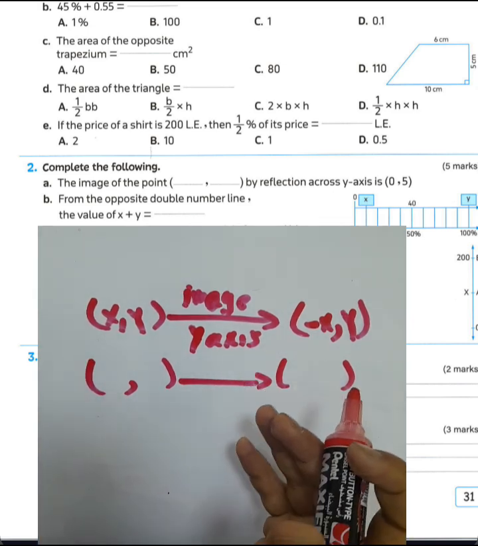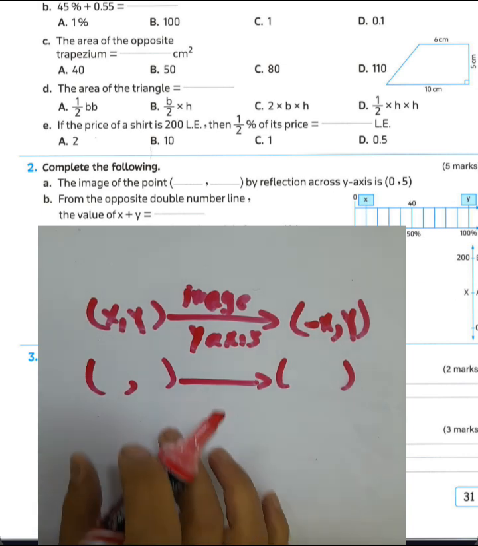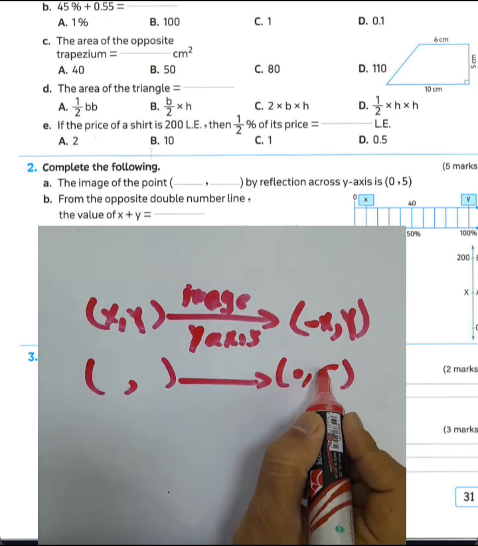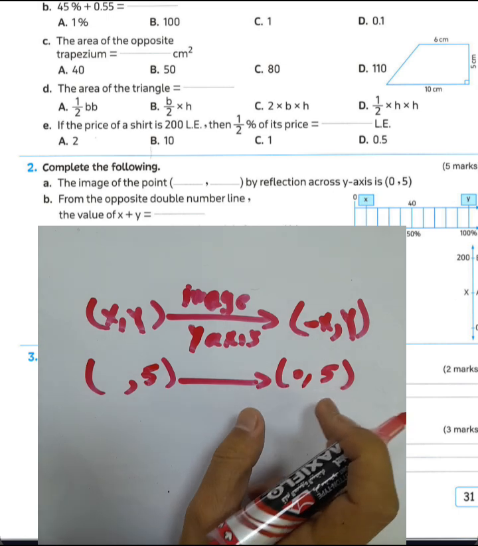He gives us, in the example, the image of the point what? By reflection in the y-axis, it is 0 and 5. We want to find this point. Then the image will be 0 and 5. We must write y here, write 5. Don't change the sign of y.